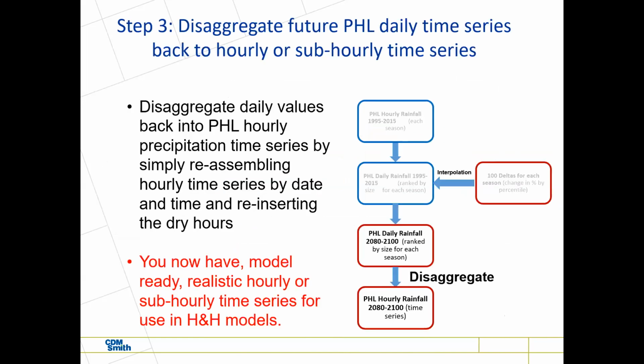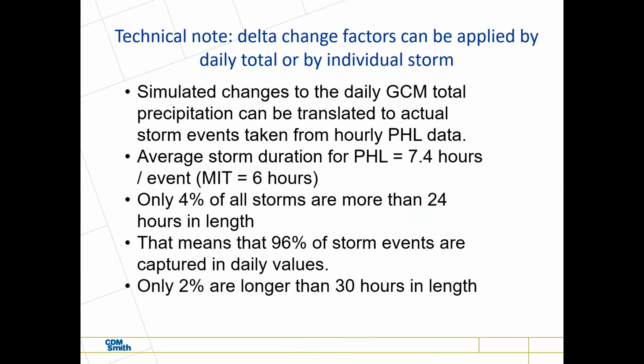So now we have a 2080 daily time series using Philadelphia, but we've kept the time stamps and the date stamps and so forth. So now you can disaggregate those daily wet periods back into the time series, interject the dry periods that you had, and you now have a model-ready, realistic hourly or sub-hourly time series for use in H&H modeling. And this was our goal from the very beginning. And it looks very, very realistic because it's based on the Philadelphia gauge, but it's using, to the best of our ability, the percent changes that the GCMs are giving us.